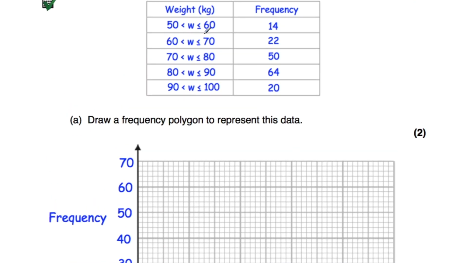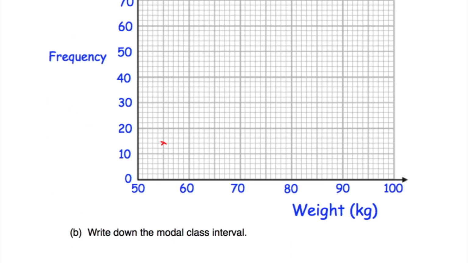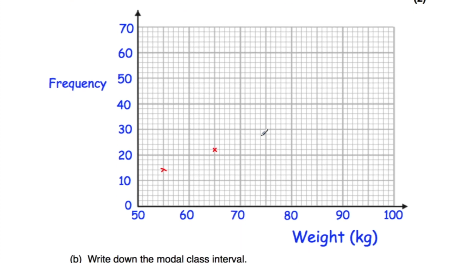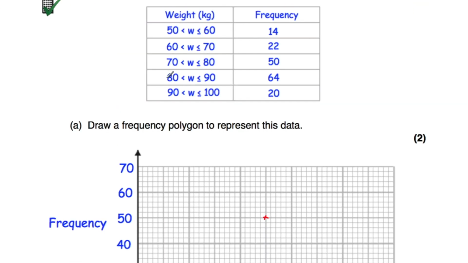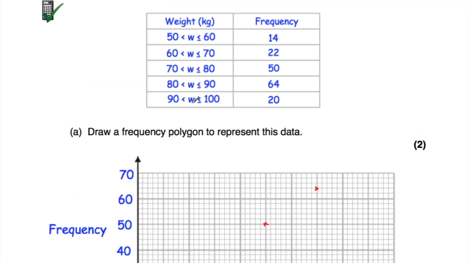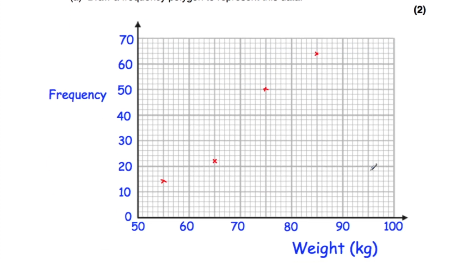Next, between 60 and 70, so 65 and 22 up. So 65 is 20, 22 will be the next one up. Next, we're going to go 75 across and up to 50. Between 80 and 90, there are 64 players with a weight between 80 and 90 kilograms. So we go 85 across and up to 64. So 60, 62, 64. And then finally, our last category, between 90 and 100 kilograms, is 20 players.